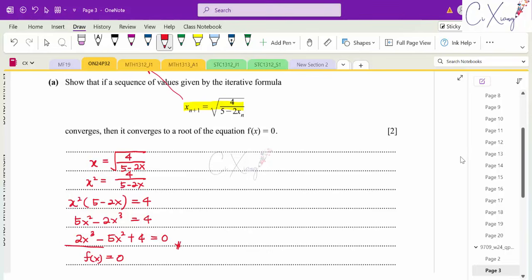So this is how we prove the iterative formula to get back the original equation, by letting the function f(x) equal 0. Okay, then let's have a look at the next part.